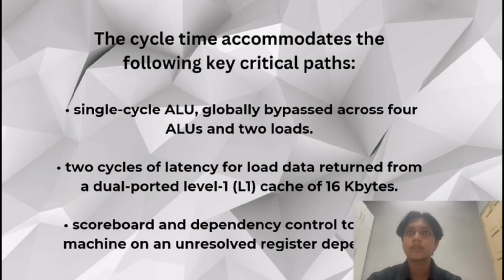The cycle time accommodates the following key critical paths: single cycle ALU, which is globally bypassed across 4 ALUs and 2 loads, and then 2 cycles of latency for load data returned from a dual ported level 1 cache of 16 kilobytes. Lastly is scoreboard and dependency control.